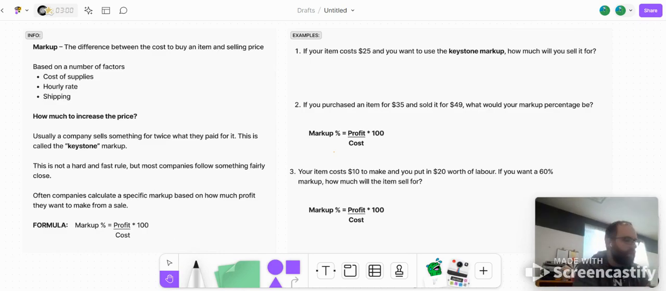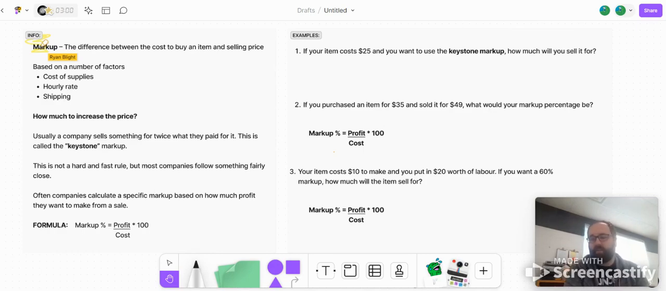Okay, so first of all, what we're going to be looking at here is markup. Markup is the difference between the cost to buy an item and the selling price. Basically, a business will purchase an item and then resell it for hopefully more money than they bought it for. And the profit, the difference between those two numbers, is what they take home as profit or use to pay their employees. There are a number of factors to look at, such as cost of supplies, hourly rates, and shipping.